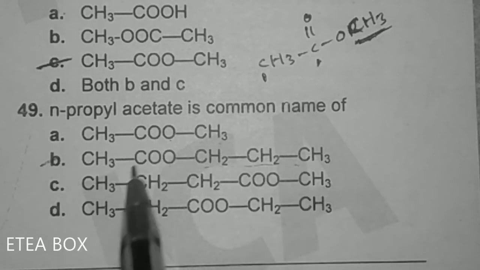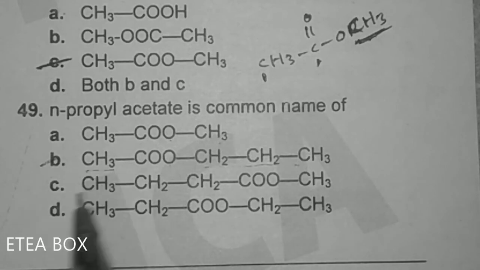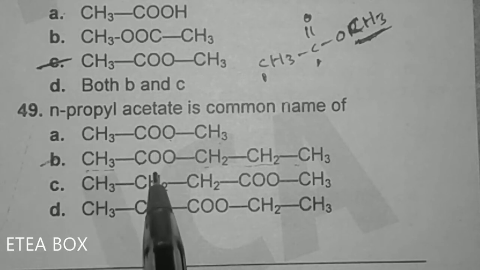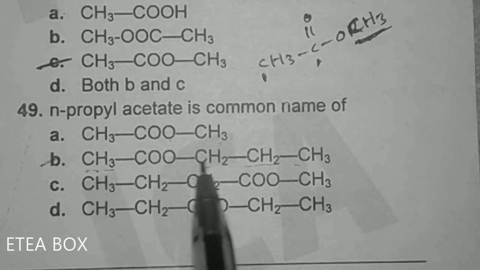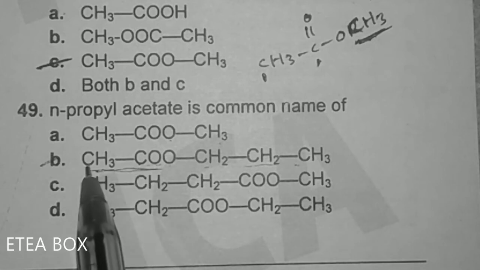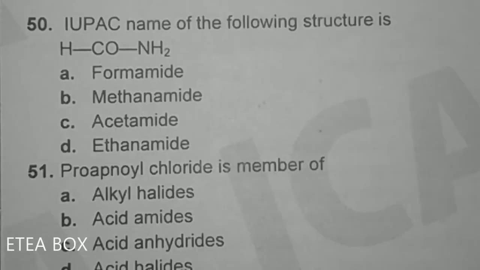N-propyl. And after this, look, CH3 with a carboxyl group is also called acetic acid. Now since the carboxyl group is present, you can name it acetate, okay? So N-propyl acetate. This group is commonly known as acetate, and in the IUPAC name, this one is known as ethanoate.